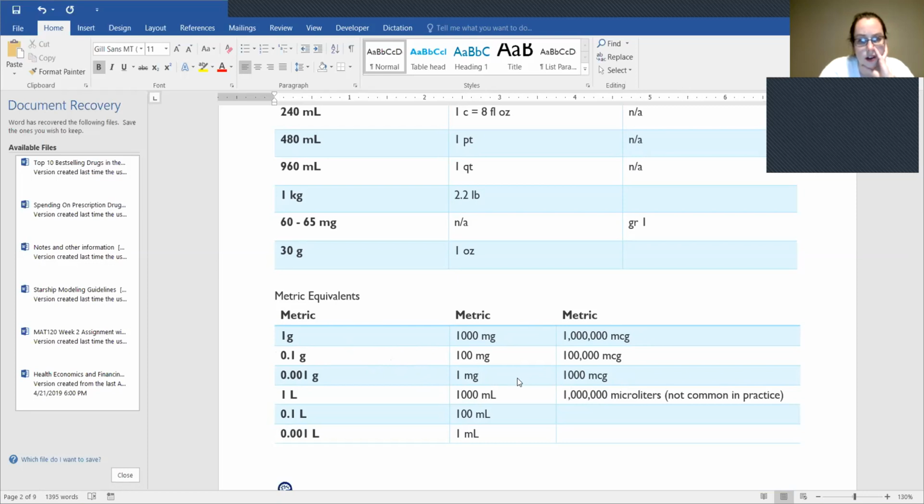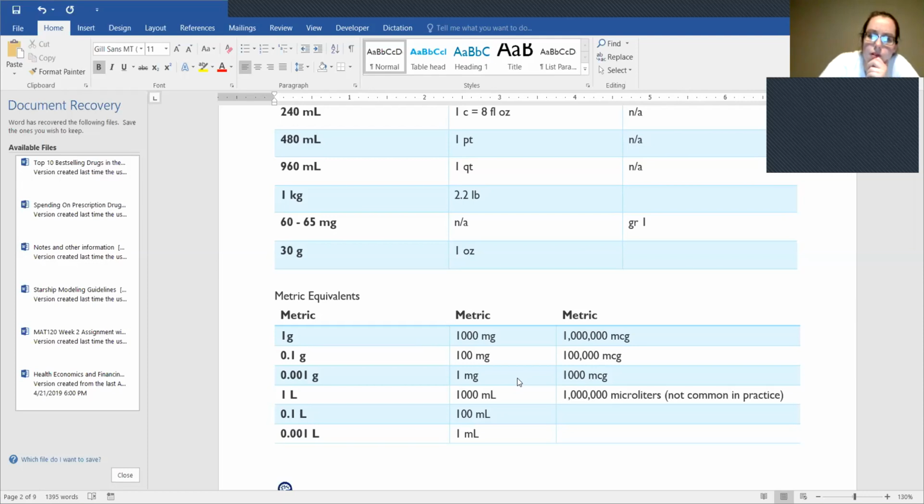The only place you'll see that is when you see blood chemistry results in milligrams per deciliter. A deciliter is 1/10 of a liter, so it's 100 milliliters. That's the one place in medicine that we actually see that.